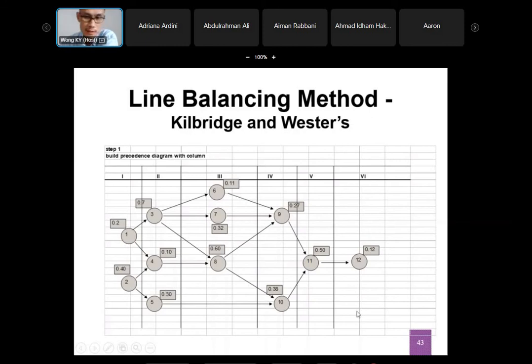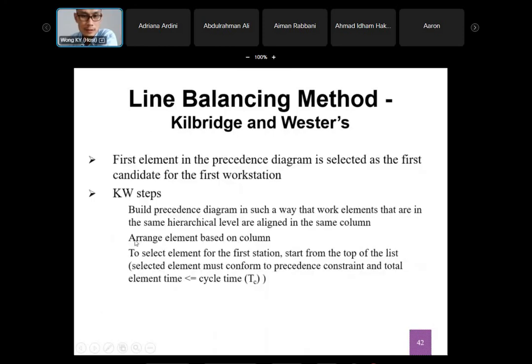Okay, I think you understand it, I don't have to explain, it's very easy. And then what you do next is you arrange the elements based on the column. Just now, in largest candidate rule, we arranged the elements based on the element time from highest to smallest. But in Kilbridge and Wester, we arrange the elements not based on the element time, but based on the column. Okay, starting with the first column until the last column.